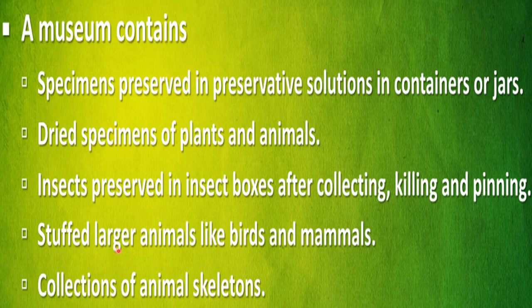Then stuffed larger animals like birds and mammals. So here for the birds and mammals, what is done? Stuffing is done. Only their outer body structure is kept, and inside they are stuffed by some material which is kept in the museum. Collection of animal skeleton. So animal skeleton can also be used for the study purpose. That's why animal skeletons are also kept inside the museum.